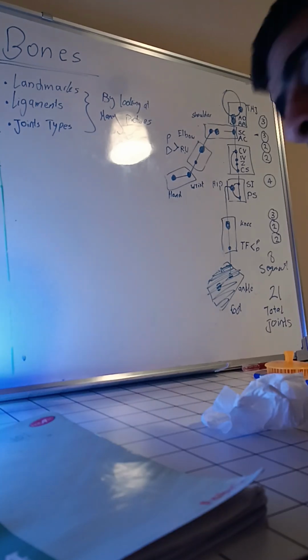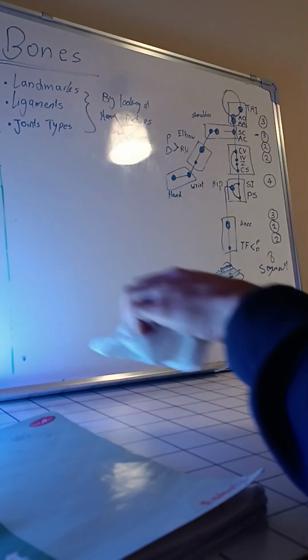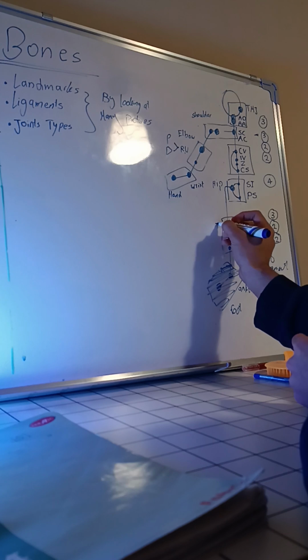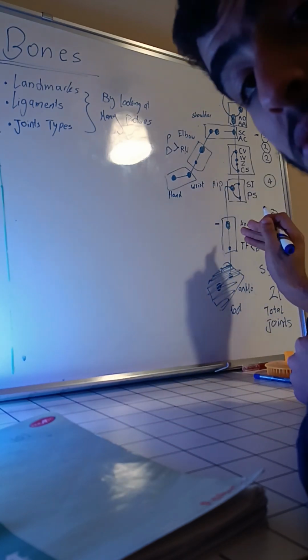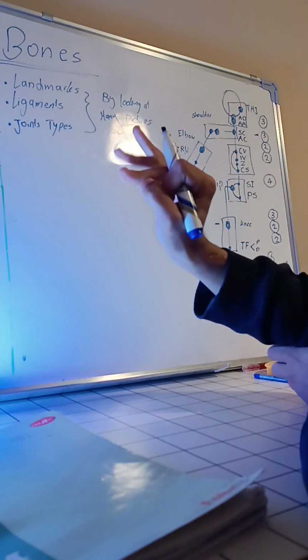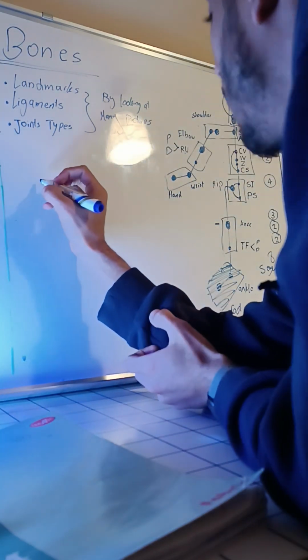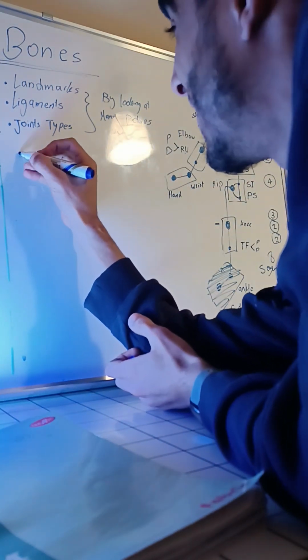Hello everyone. So today we will be talking about the knee joint as well as the tibiofibular joints, which contains the proximal and the distal parts. So we'll be talking about three parts. So first of all, let's start with the knee joint.